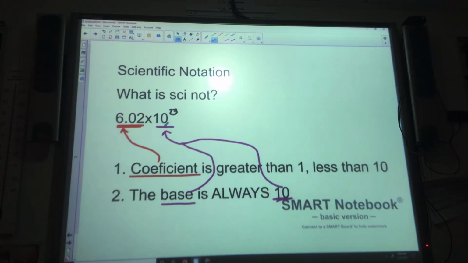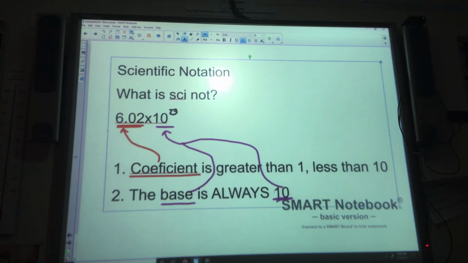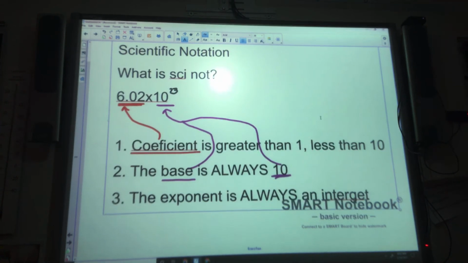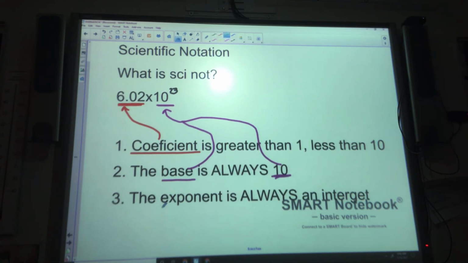The base right there is always 10, and the last part is the exponent, which is always an integer. Let's go green here. Exponent, which number here would be the exponent? 22. Yep. Unfortunately not 22, just 23. So that is the exponent.